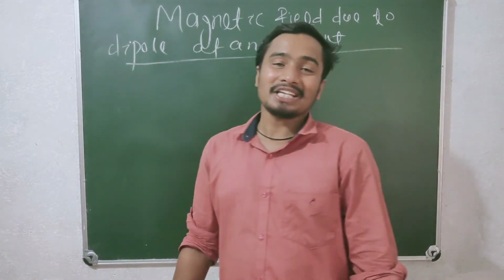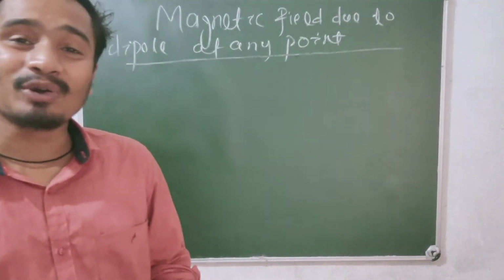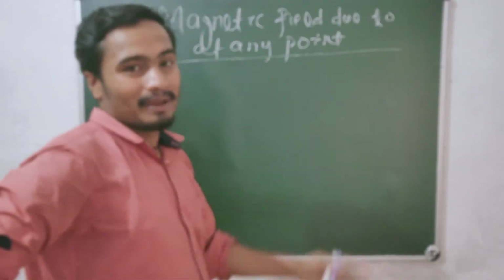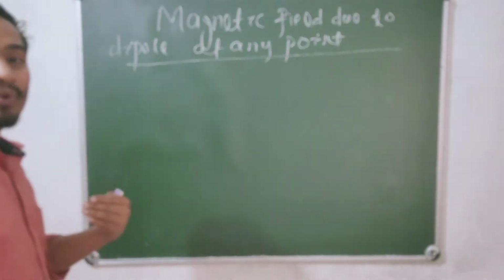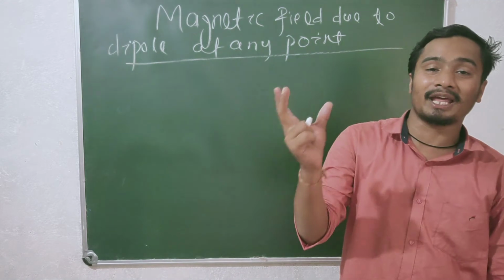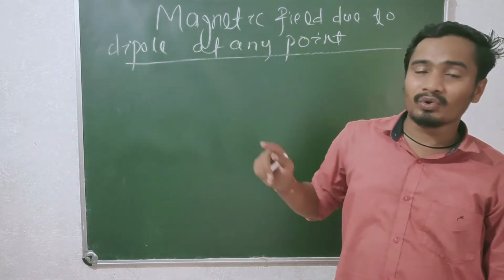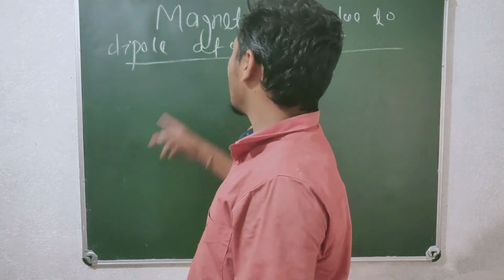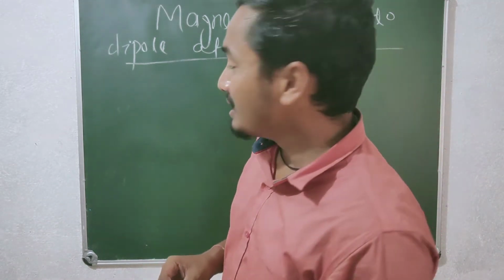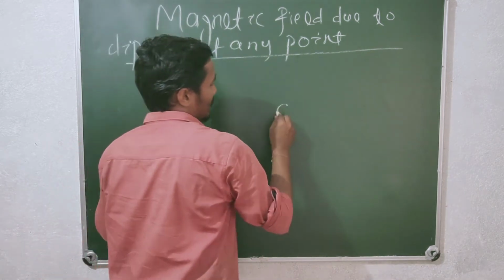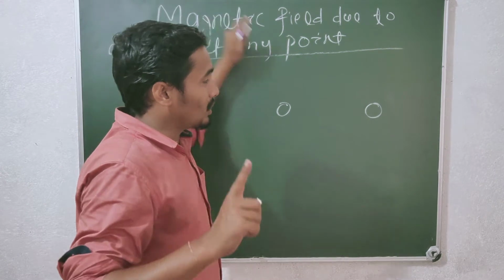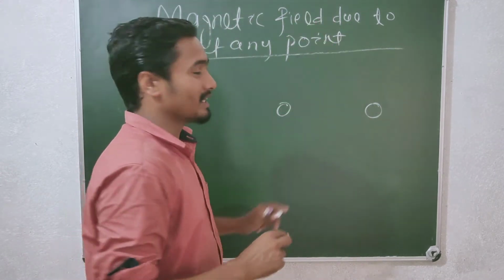In the previous class, we have already discussed the axial line and equatorial line of a magnetic field. So how can we find the magnetic field due to the axial line and equatorial line of a magnetic dipole? But today we will discuss the magnetic field due to a dipole at any point. Any point means a point which is present neither on the axial line nor on the equatorial line.